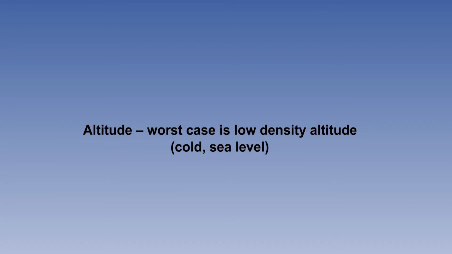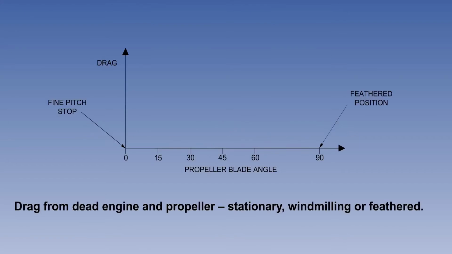Thrust reduces with increases in altitude and temperature, that is, higher density altitudes. The worst case for an engine failure is thus after takeoff at sea level on a cold day. The drag from the propeller itself will depend on whether it is stationary, windmilling, or feathered, but there will always be some contribution to the yawing moment.